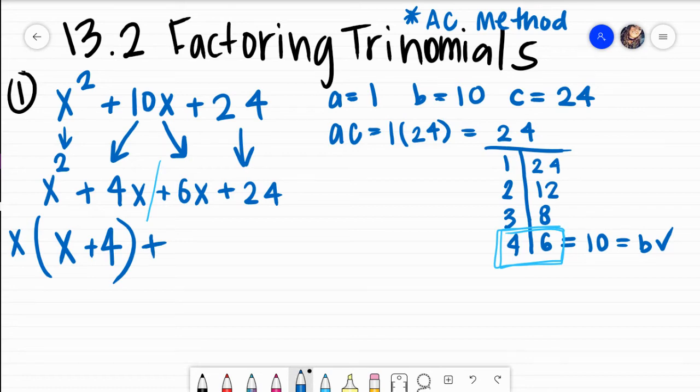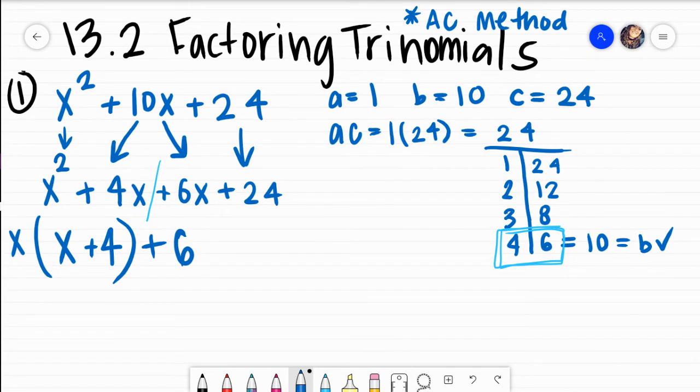Now what we do is we look at the second 2 terms. We see what they have in common. That's their GCF. And then we divide both terms by our GCF. So if you look at 6 and 24, the largest number that's going to equally divide both of those is just the number 6.